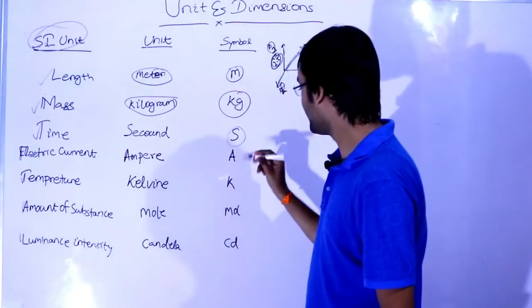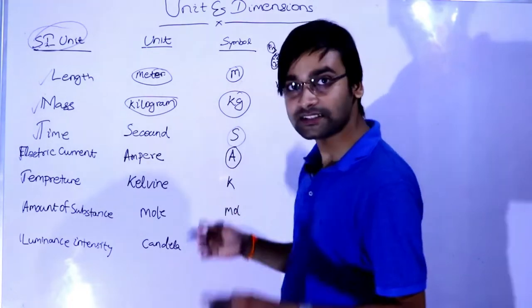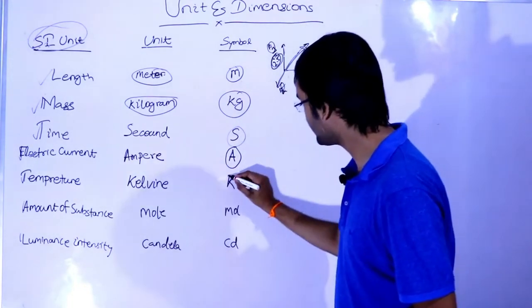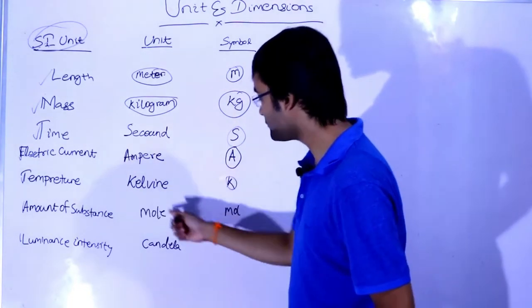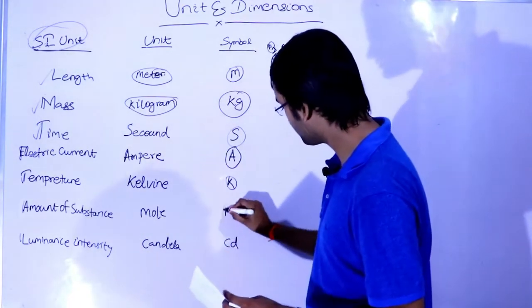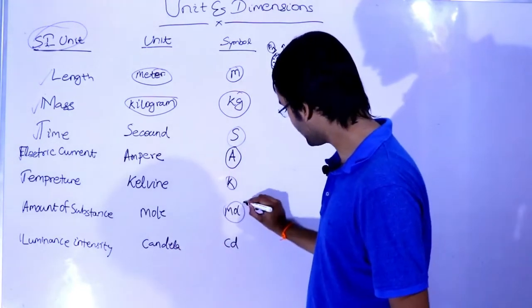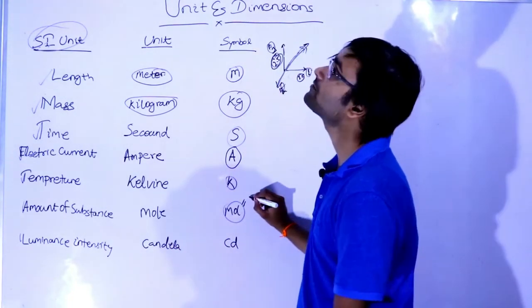Ampere has a symbol denoted as A. Kelvin, which is the temperature unit, is denoted as K. Amount of substance, how much substance it is, that is called the mole. 1 mole, 2 mole. Do you know what a mole is? If you have learned it in chemistry, perhaps you know.